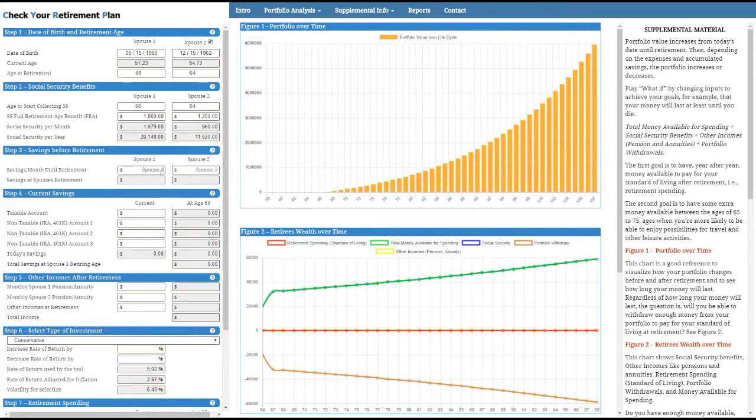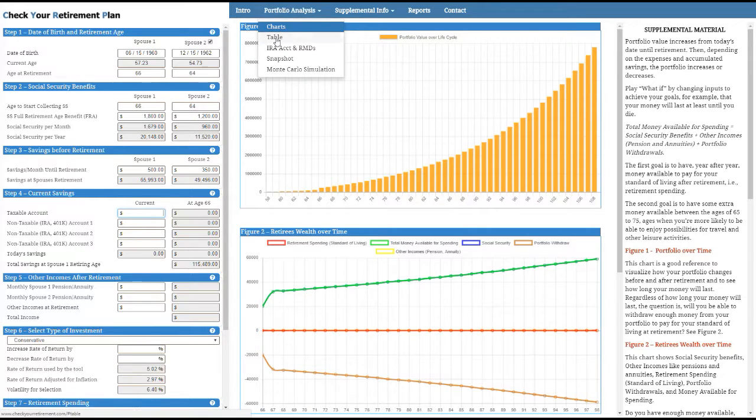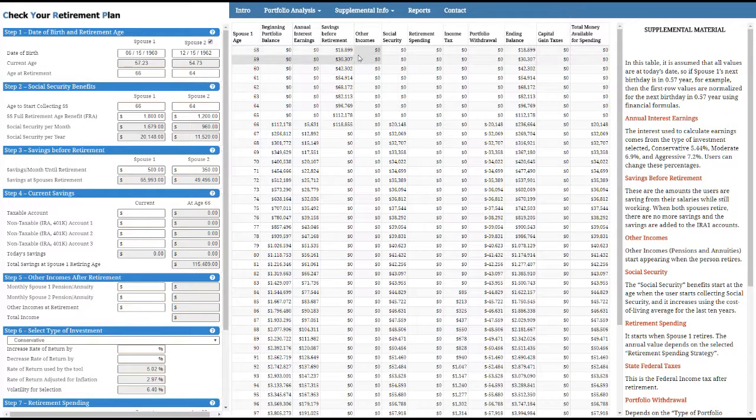In Step 3, enter your monthly savings during your working years before retirement. For your retirement, the salary that you make before retirement is not important, but the money that you save is.